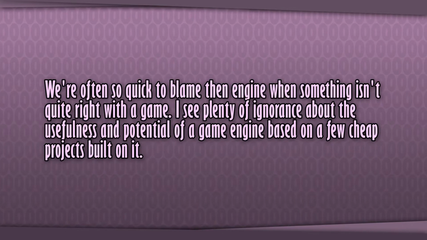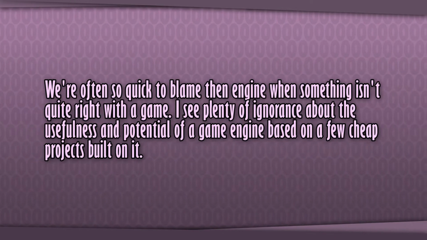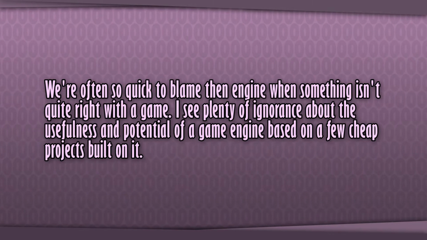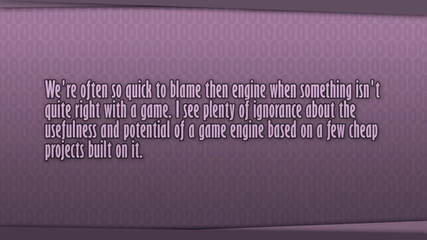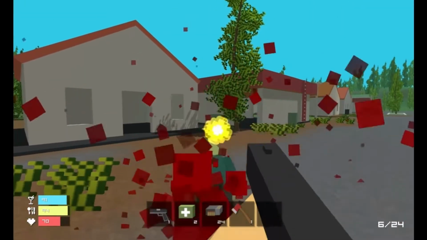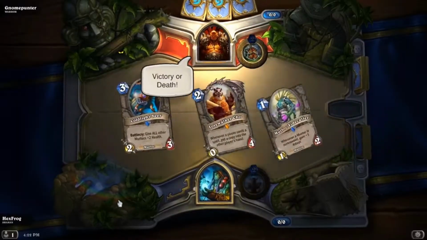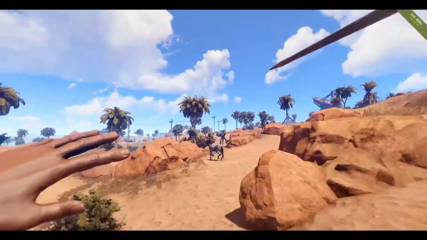Each engine has its own idiosyncrasies, but we're often so quick to blame the engine when something isn't quite right with a game. I see plenty of ignorance about the usefulness and potential of game engines based on a few cheap projects built on it. Not all developers are created equal. While there are asset flips bought right from the Unity Asset Store, there are also beautiful and varied games like Satellite Rain, Hearthstone, Hollow Knight, and Rust, all created on the Unity engine, for example.